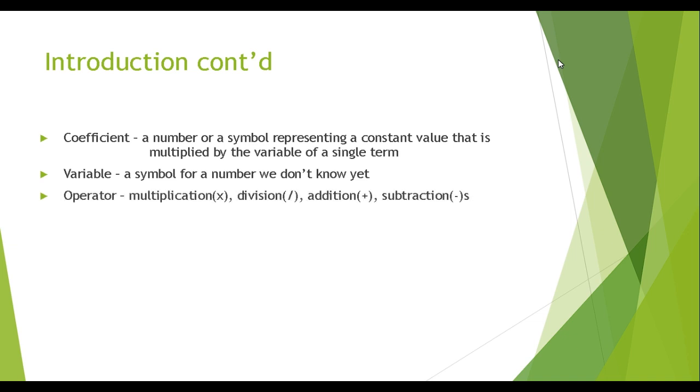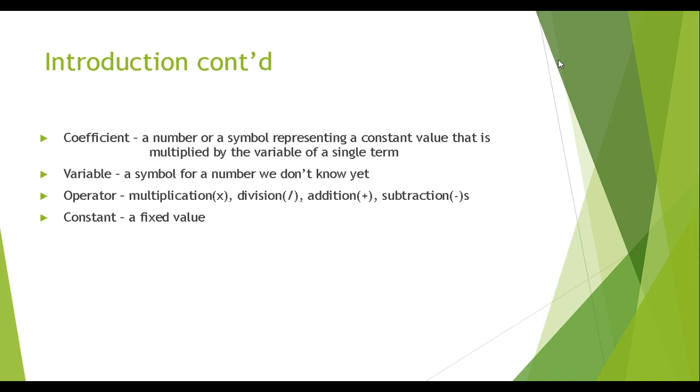So an operator, what's an operator? Simply it is the sign that tells us what operation we're going to use in the equation. So we have the x for multiplication, we have the division sign for division, we have the plus sign for addition, and we have the minus sign for subtraction. Okay? And a constant is a fixed value. So it's a value that nothing has happened to it, it's just what it is, it's constant.